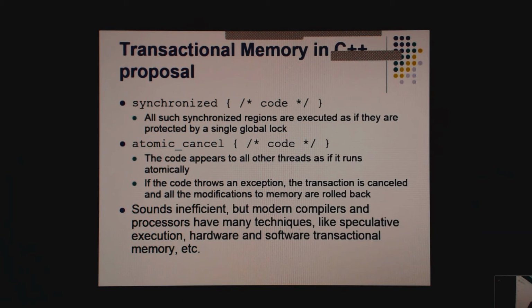Okay? So you can have a block called synchronized, and you're just telling the compiler, behave equivalently to as if there's a global lock on all the synchronized reads. That sounds really slow, but the compiler can analyze the conflicts. Or you can use an atomic block. You've said the requirement.